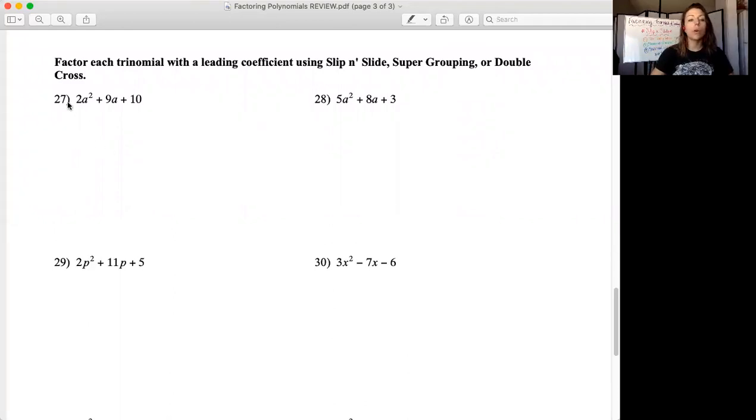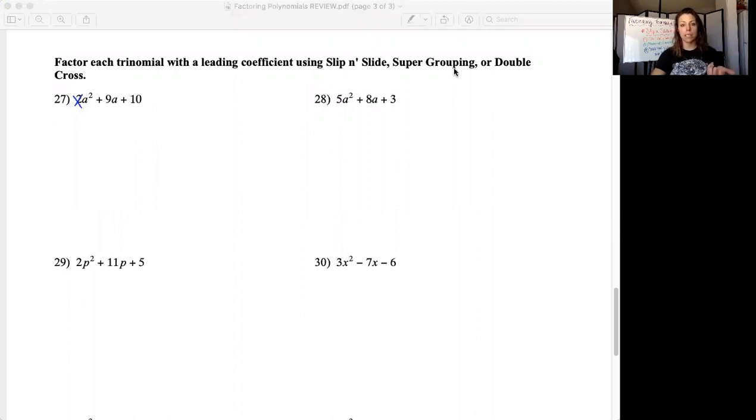Okay, so in all of these examples, we are dealing with trinomials that have a leading coefficient. So normally, if it didn't have a leading coefficient, then this 2 wouldn't be here, and it would just be a squared plus 9a plus 10, and we could factor it using P's and Q's. But because that leading coefficient is there, we're going to use what's called the slip and slide method.